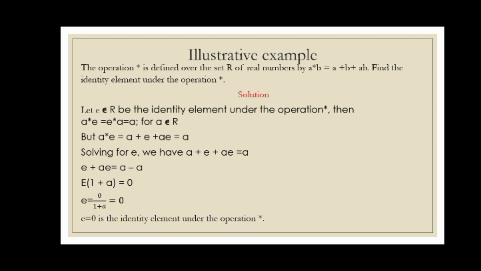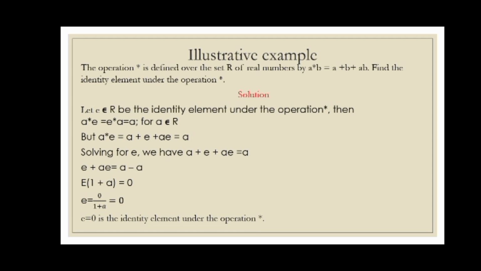Good. But A star E, from the question, when we substitute it into the definition, we will get A plus E plus AE. From the question, it says A star B is equal to A plus B plus AB. So we are just putting it into the definition. So A star E becomes A plus E plus AE, which is equal to what? A. So solving for E, we have A plus E plus AE giving us A.